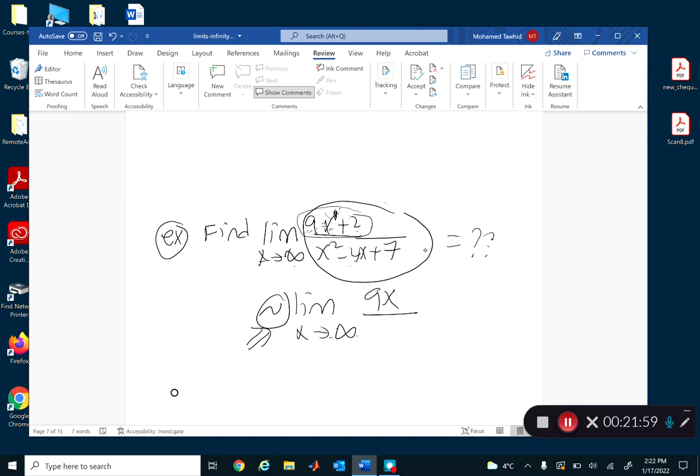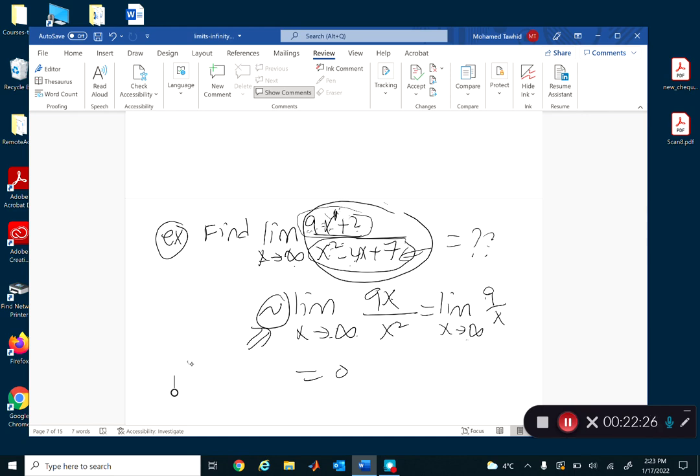When I look down, what is the polynomial here? This polynomial is x squared. So what is the leading term down here, guys? It will be x squared. If I simplify this, the x cancels with 9x, so we have 9 over x. And where is x close to? Plus infinity. So 9 over x: what is it when x is divided by, say, 1 million or 1 billion? You get 0.